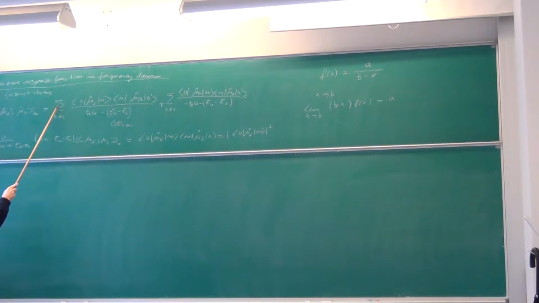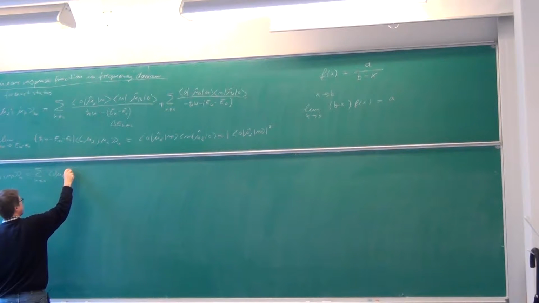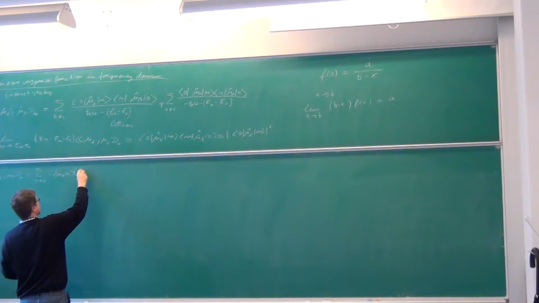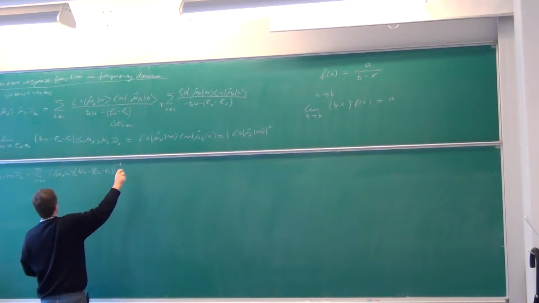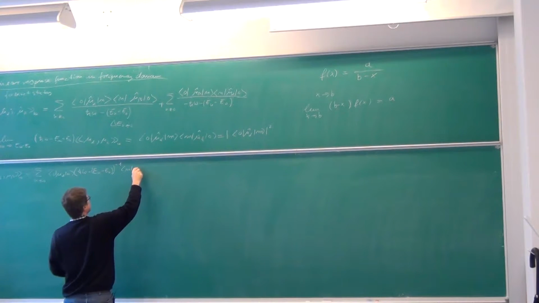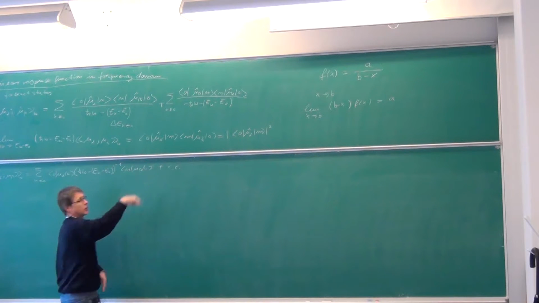What do I have here? I have a sum over n. So I have n here, n there, n there. Let's write that once again. Omega, so I have a sum over n. And I can write that as <0|mu_alpha|n>, and then I can write it as h bar omega minus (E_n minus E_0), inverse, times <n|mu_beta|0>.